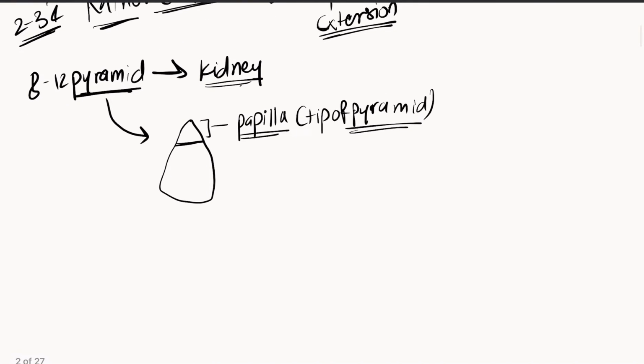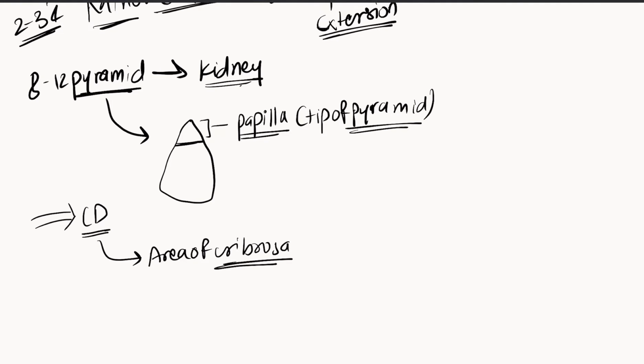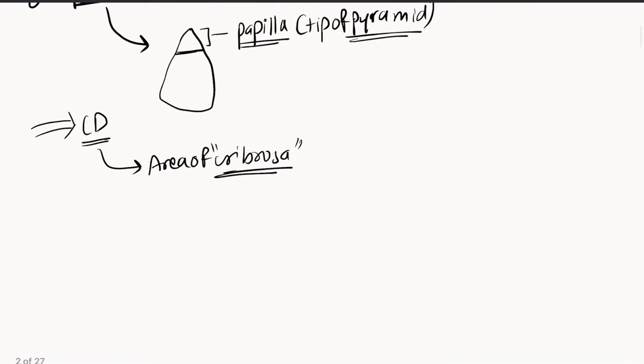In the pyramid there is a structure which is constantly perforated by collecting ducts, and this area is called the area cribrosa. Now we'll be further dividing this structure into lobes and lobules.